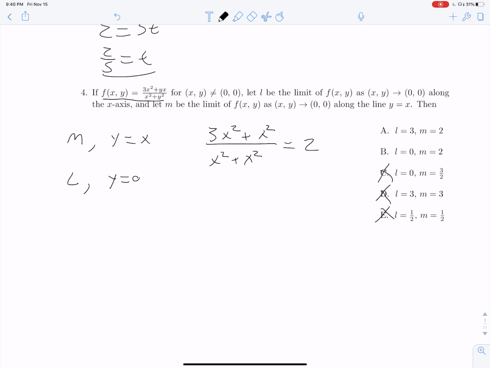That lets us bring it down to a 50-50. Then, as far as L goes, if we set every y equal to 0, we'll get 3x squared plus 0 over x squared plus 0, which is 3x squared over x squared, which is 3. And we have our answer.